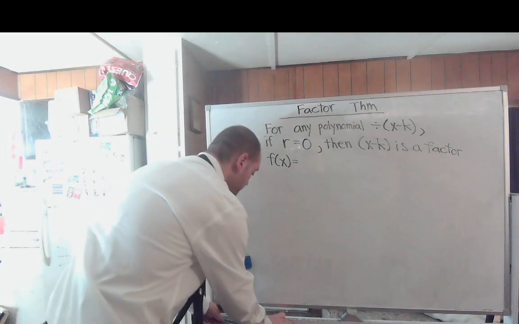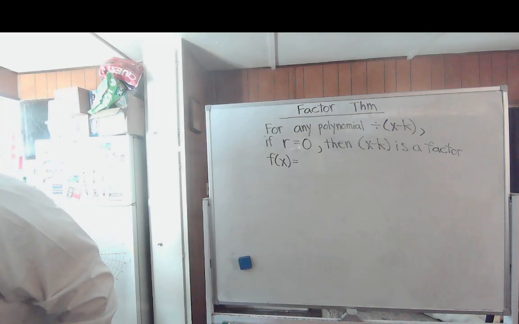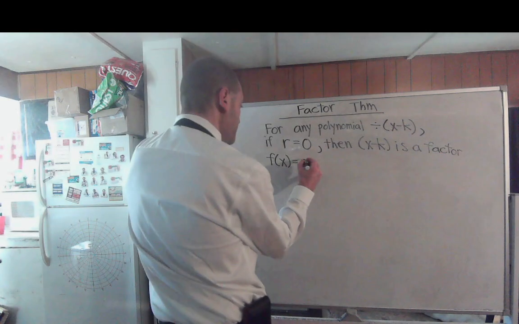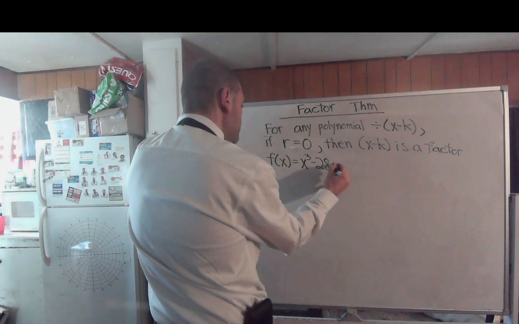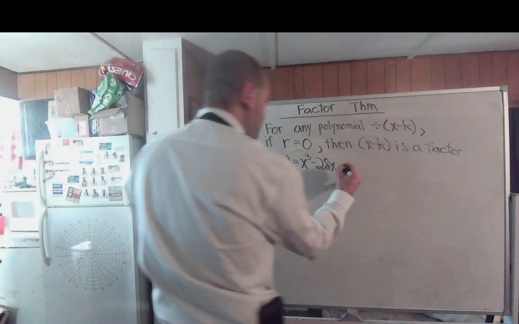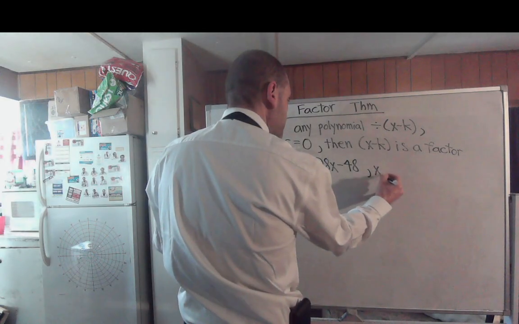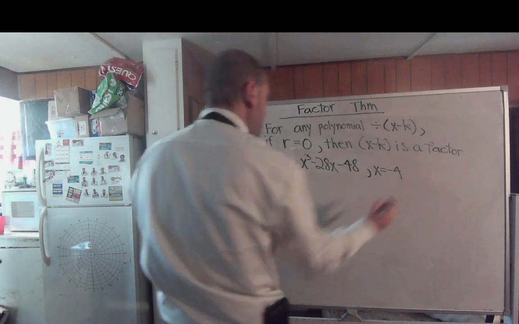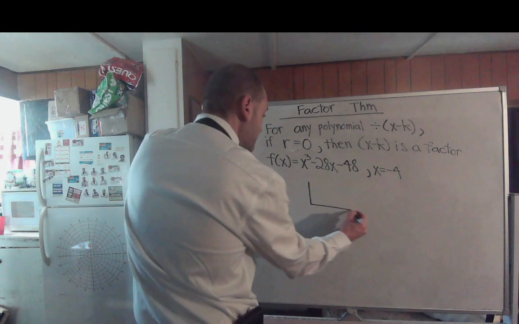All right, f of x equals x to the third minus 28x minus 48. They're going to give you that x equals negative 4. So let's divide this polynomial by negative 4.